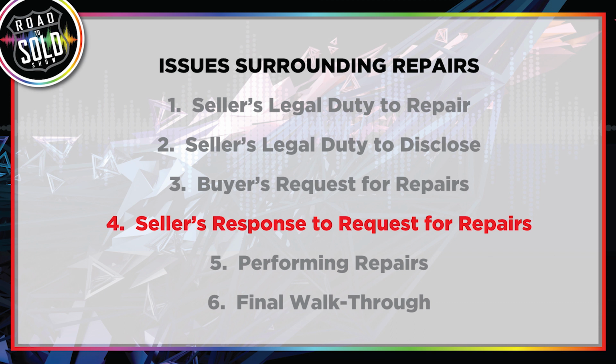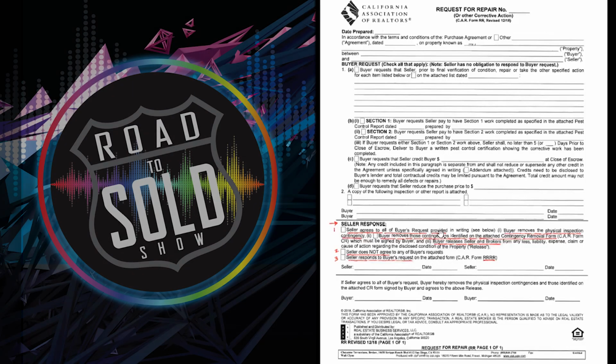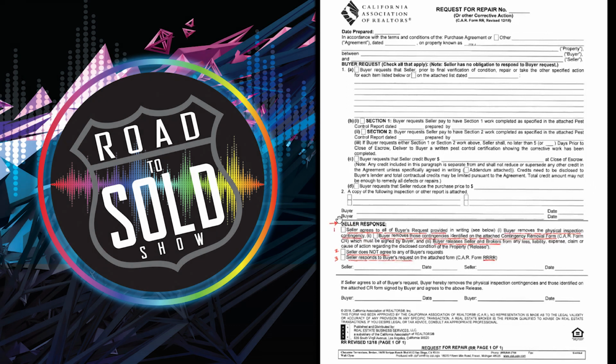Now the seller is going to respond to the request. There are 2 different forms that are involved in the response. One is the bottom of the RR, and the other is possibly a completely unique RRRR. So let's look at that. The bottom of the RR contains a seller response, and these boxes are not cumulative. That's why I numbered them here on this note sheet. You would check only one of the boxes.